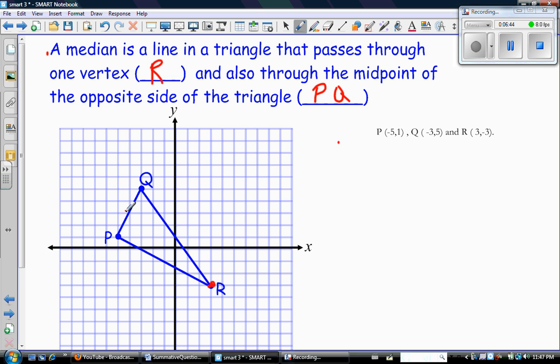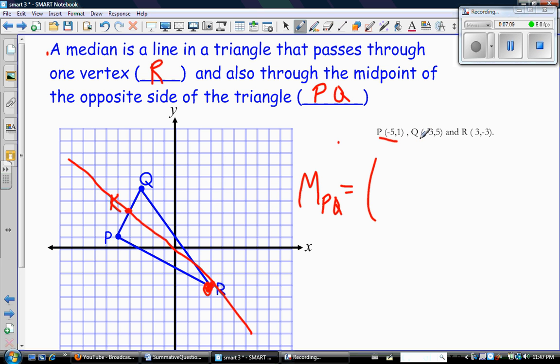So roughly, here's the midpoint. And since the last one was J, this one will be K. I like to go alphabetically. So there is a line that passes through K and R. Yeah, it's a straight line, close enough. And we need to know the equation of that line because that is the median from R, which means I need to know what point K is, which means I need the midpoint of PQ.